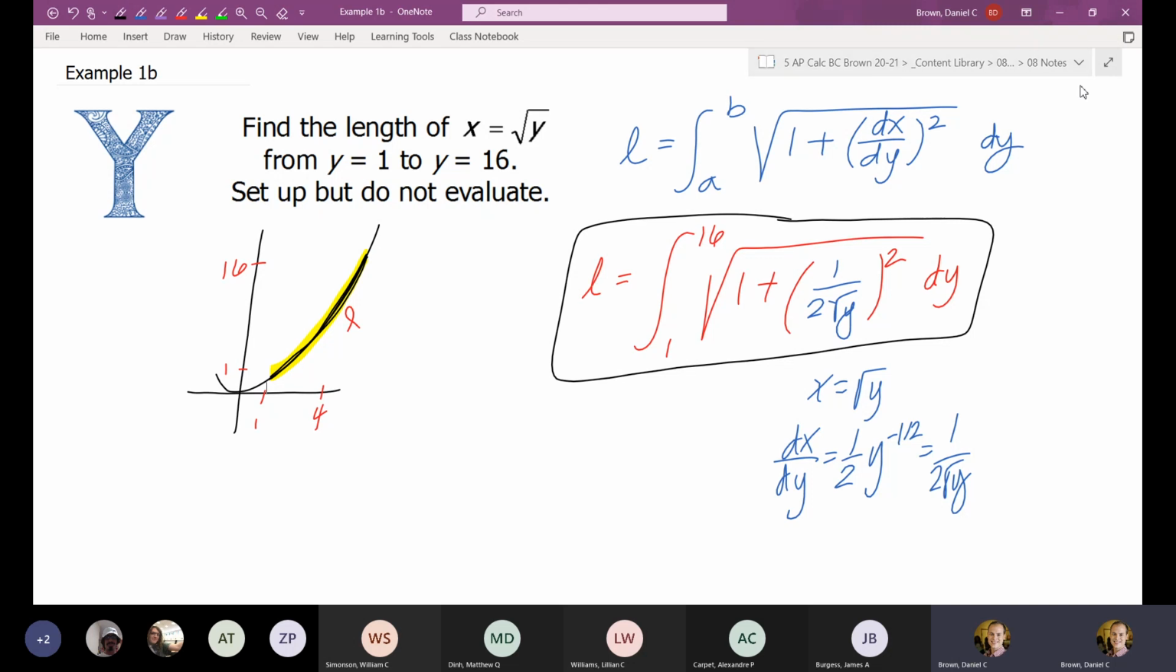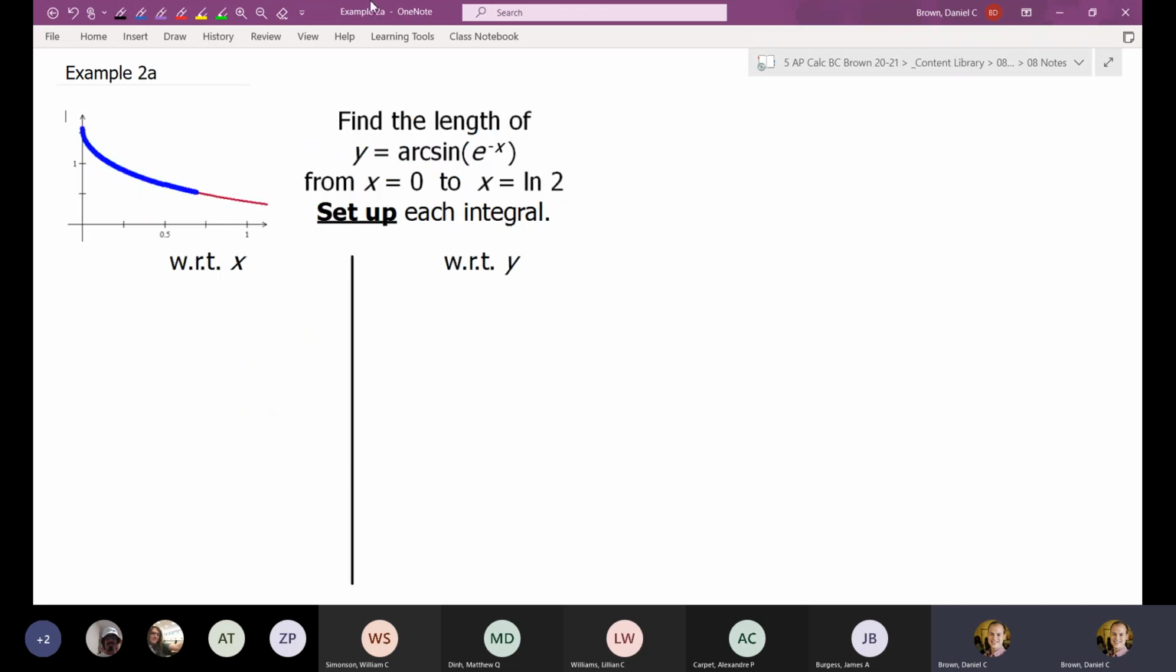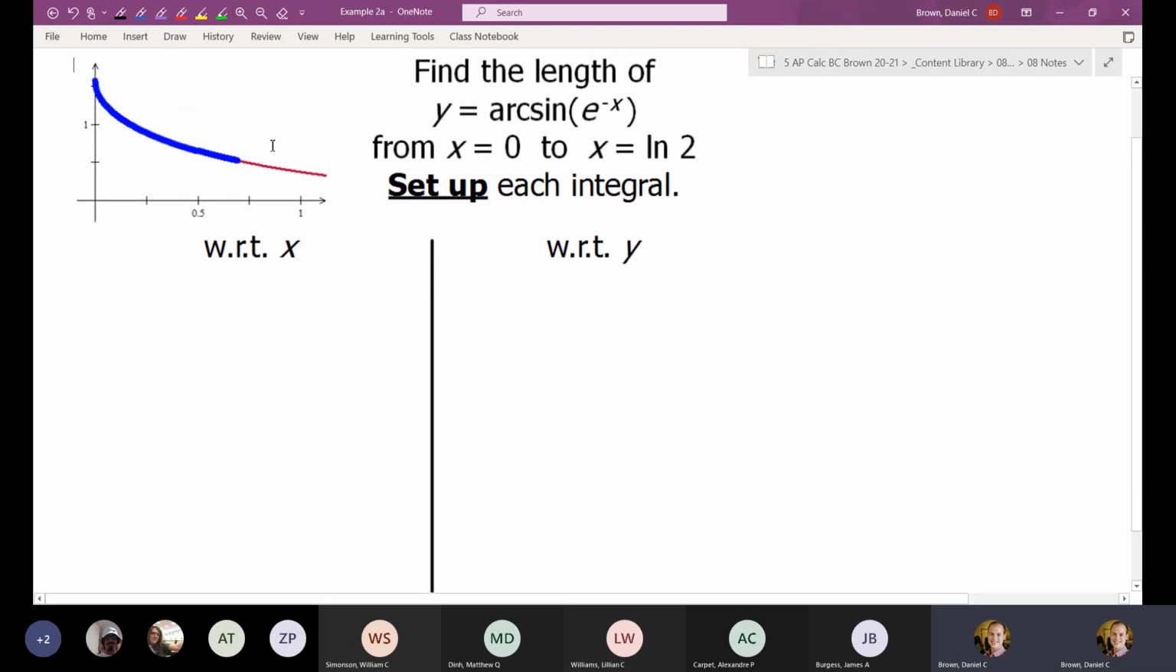All right, let's do one that's a little bit more fun. Let's look at this one. So I have: find the length of y equals the arc sine of e to the negative x. I wouldn't expect you to know what that graph looks like, but I have it there. And I want us to find the length of that curve from x equals 0 to x equals the natural log of 2.